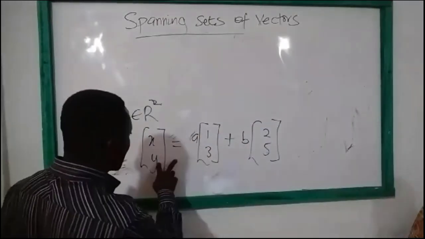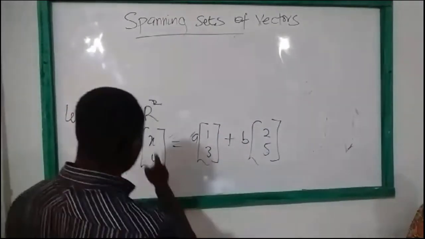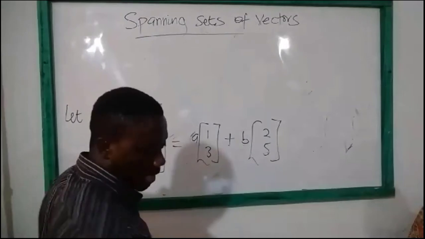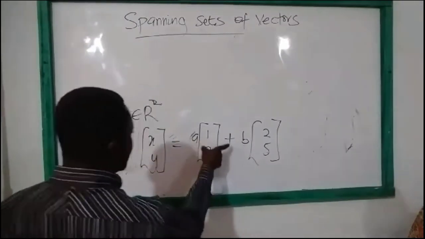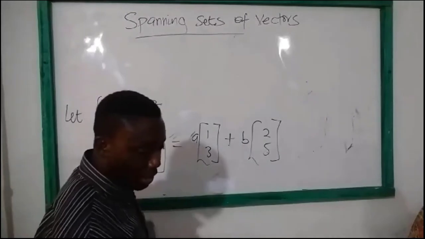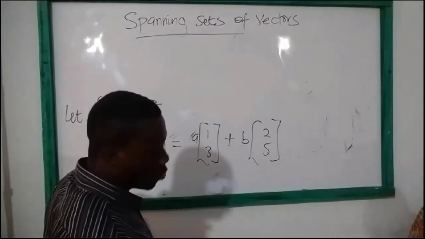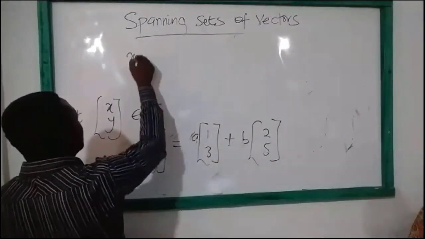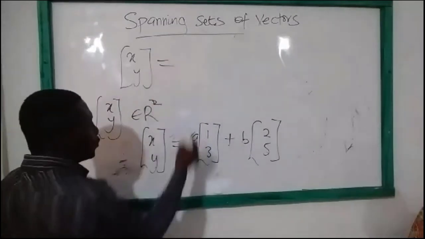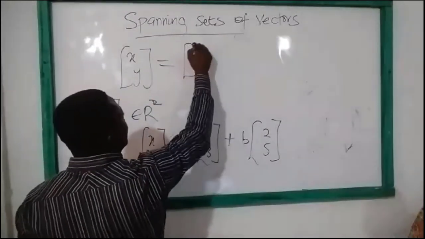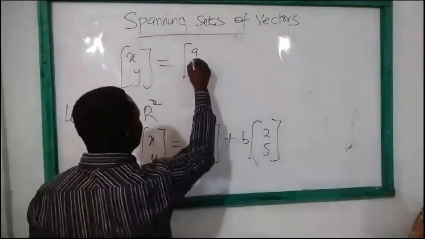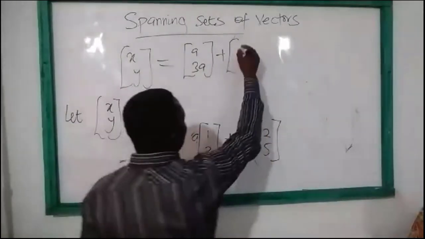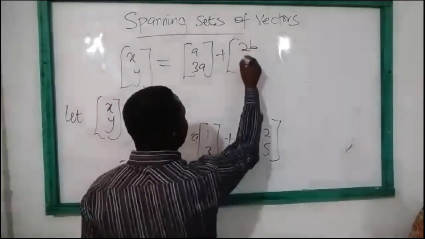After you have expressed this as a linear combination to the vector which is in R2, we see that this can form two equations with two unknowns. So we are going to get (x, y) equal to 1 times a, then 3a, plus we have 2b and then 5b.